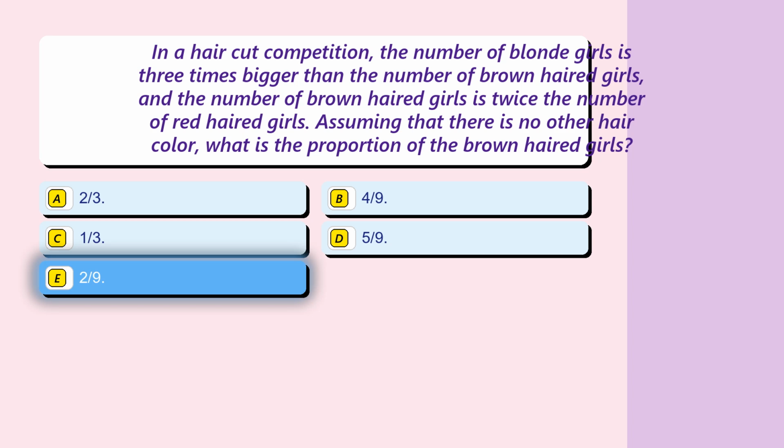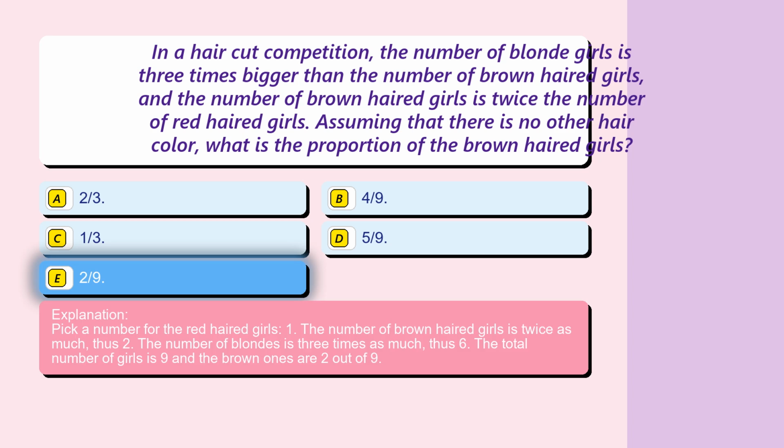The correct answer is option E, 2/9. Pick a number for the red-haired girls: 1. The number of brown-haired girls is twice as much, thus 2. The number of blondes is 3 times as much, thus 6. The total number of girls is 9 and the brown ones are 2 out of 9.